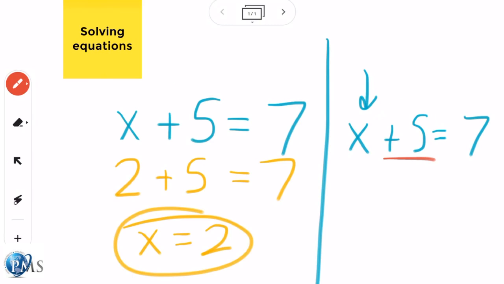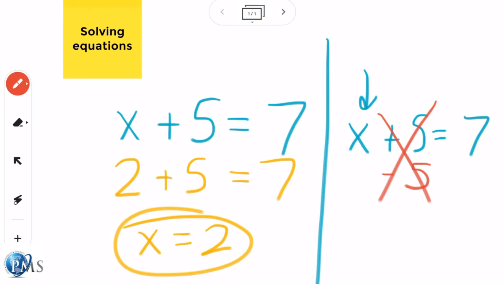So we're going to go like this. The 5 is being added. So in order to cancel out the plus 5, we're going to do the opposite of plus 5, which is just minus 5. Under the plus 5, we're going to write minus 5, because a positive 5 and a negative 5, or a minus 5, will cancel each other out, won't they? 5 minus 5 makes 0, which will just disappear in this equation now, and that's what we want.